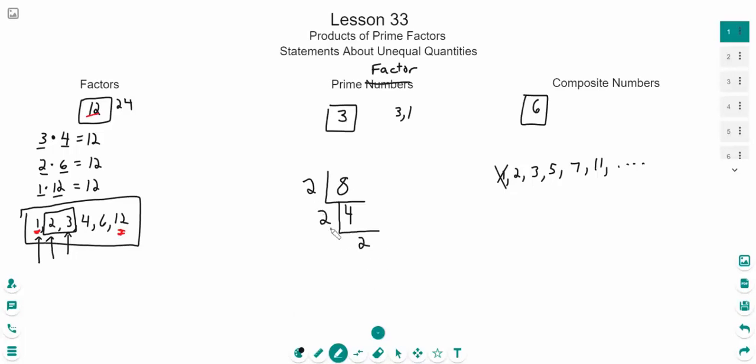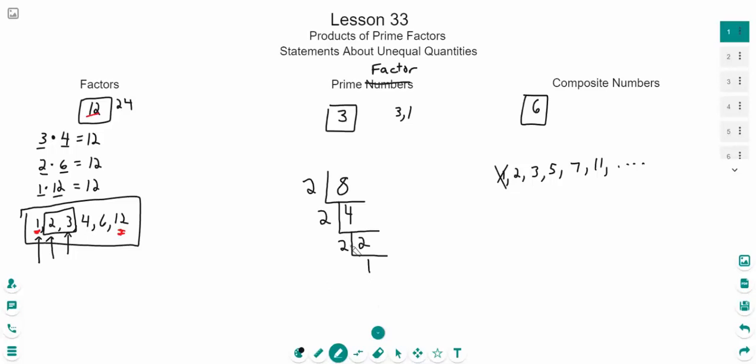Now, sometimes people will just stop here once they've reached a prime number. Others like to actually kind of finish this out and say, well, what prime number can go into this prime number? It's a 2, and a 2 can only go into itself once, and we've basically brought it all the way down to a 1. You can go either way.